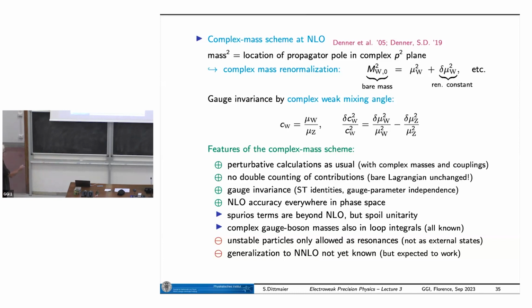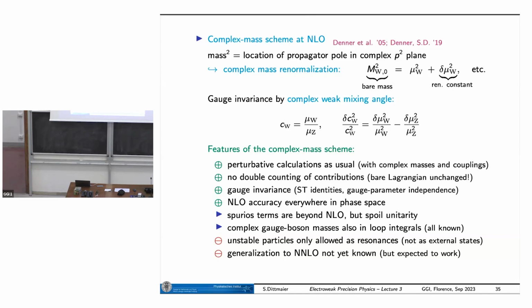What else? Gauge invariance, these Slavnov-Taylor identities, gauge parameter independence and so on, it's all maintained because it looks like an analytic continuation in the mass parameter. And you have NLO accuracy everywhere in phase space. So that's all very nice.